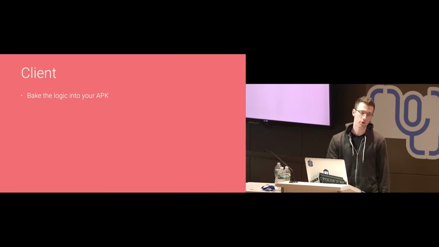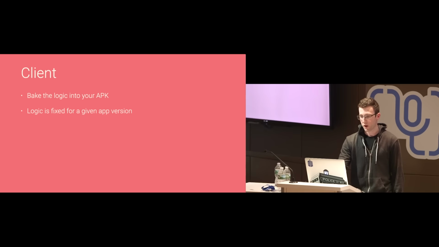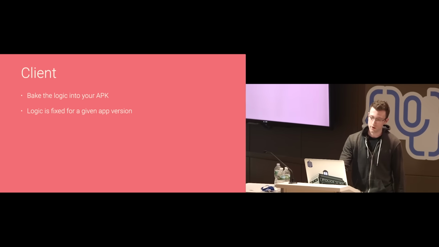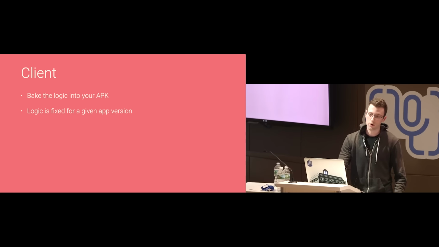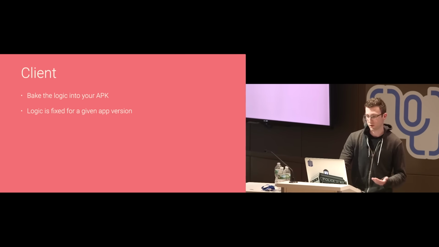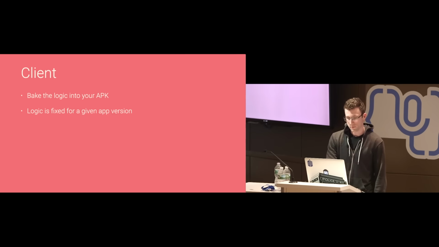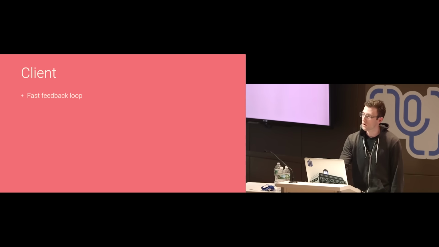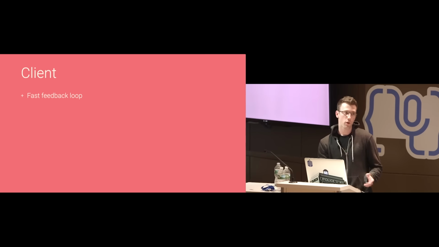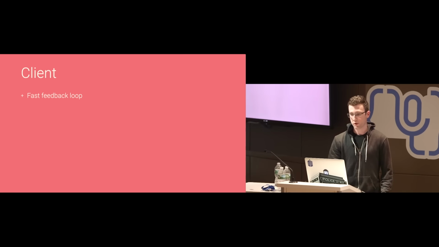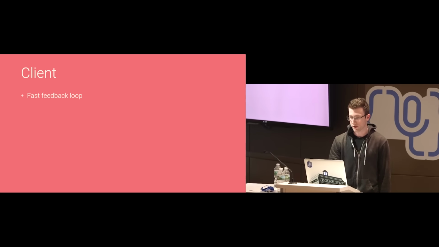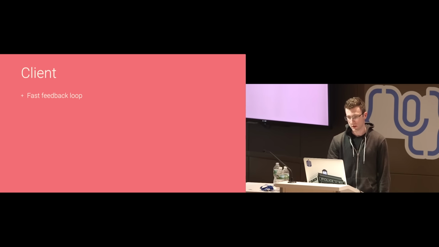So for this, you bake the logic into your APK, and the logic is fixed for a given app version. So for my example before of username validation, the client is hard-coded to check whether the username is greater than or equal to 4 characters, or less than or equal to 20 characters. So let's look at the pros and cons of this approach. You get a fast feedback loop. The logic is executed locally on the client. So you're able to, while typing, update the status of buttons on the screen or change the color of text to show that it's valid or not.